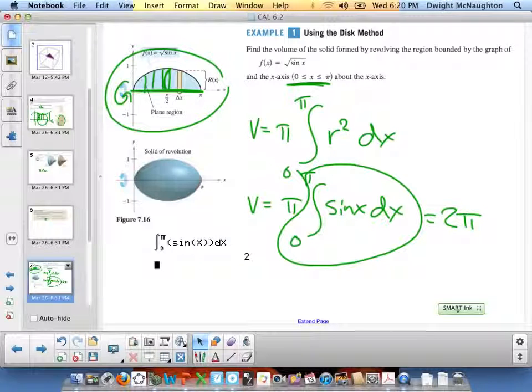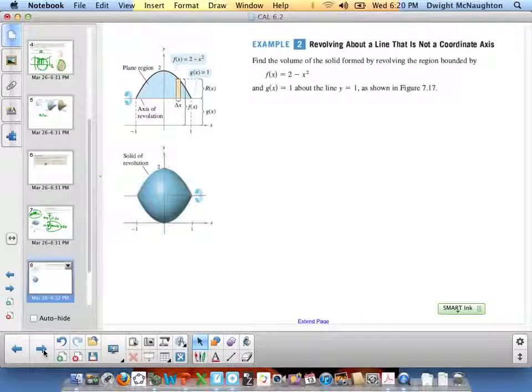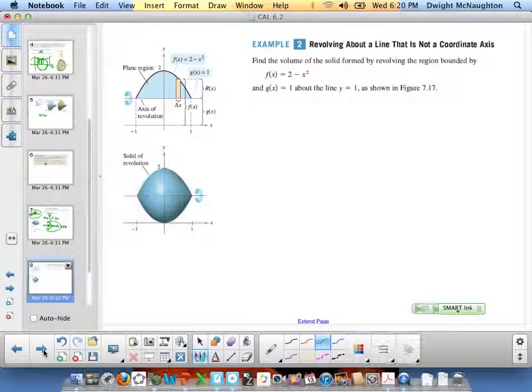All right, let's look at another one. Find the volume of the solid formed by revolving the region bounded by f of x equals 2 minus x squared and the line g of x equals 1 around the line y equals 1. All right, so this is our region. We're no longer along the x-axis, but we've shifted up 1.